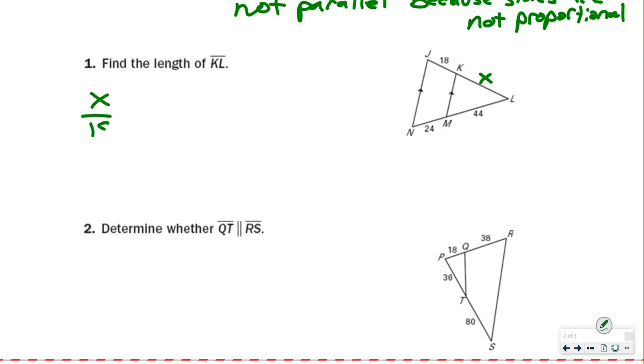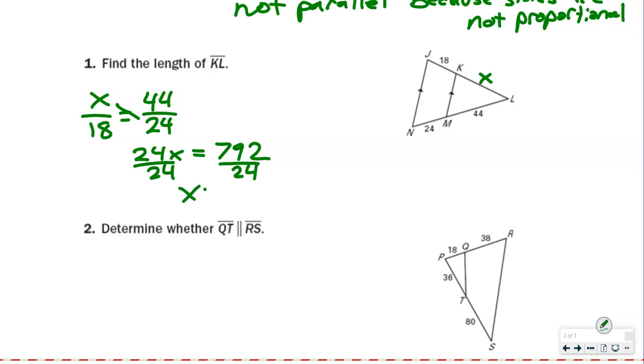So if I have X over 18, I know that is equal to 44 over 24. Then I can cross multiply. X times 24 gives me 24x. That's going to be equal to 18 times 44, which is 792. I divide by 24 to get x by itself. I find x equals 33. So side KL equals 33.